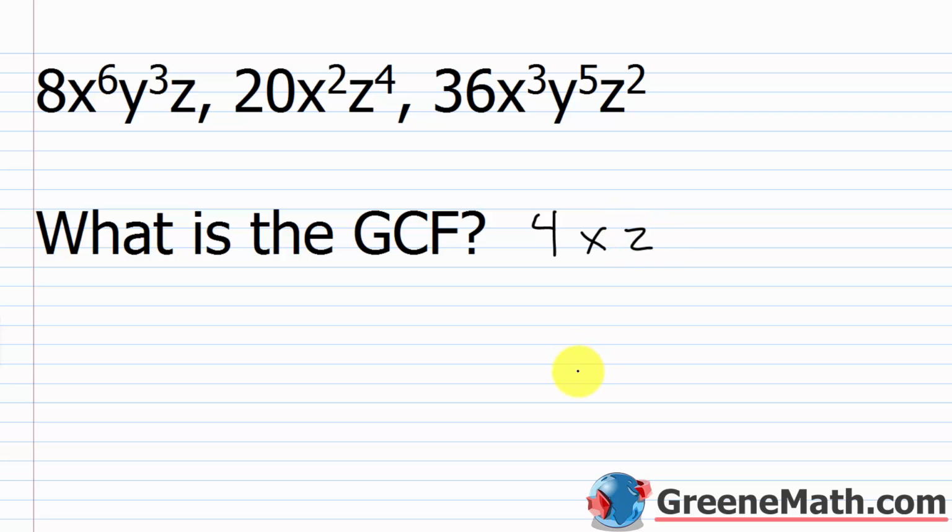Now, what's the exponent on x, and what's the exponent on z? So this guy is a 6, this guy is a 2, and this guy is a 3. So the smallest exponent is a 2, so this is going to be squared. For z, I have z to the first power, z to the fourth power, and z squared. So this guy is going to be the smallest, so we just leave it as z, or you could put z to the first power for emphasis if you want. So the greatest common factor here is 4x squared z to the first power, or just z.